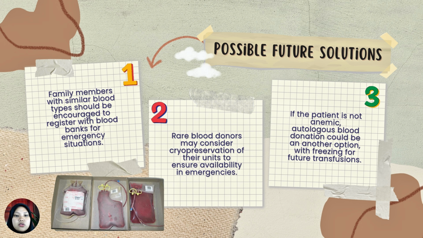And the second one is rare blood donors may consider cryopreservation of their units to ensure availability in emergency. Yang mana donor-donor ni kena freeze kan diorang punya RBC. Cryopreservation tu kita akan freezekan dia punya RBC dan dia punya stem cell semualah. Kita akan preserve dia untuk kegunaan in the future lah. Yang mana kat sini dia ada gambar dia ni. Yang ni dia akan freezekan.